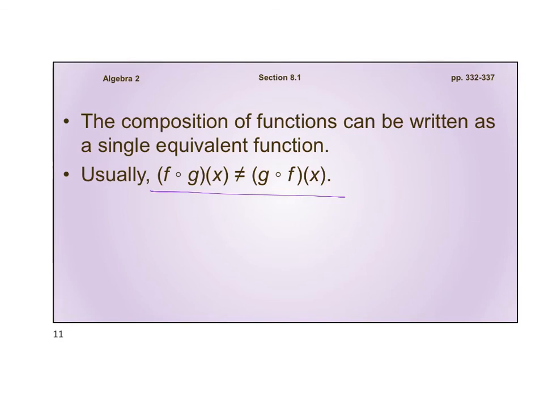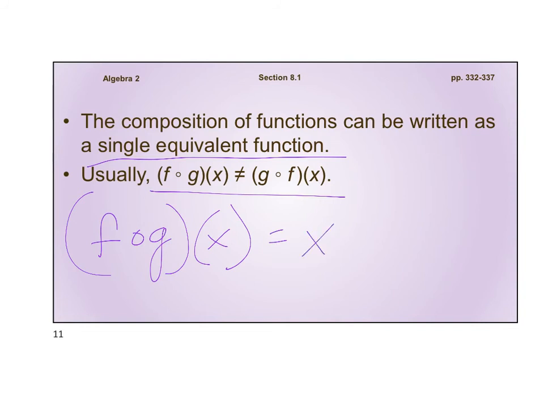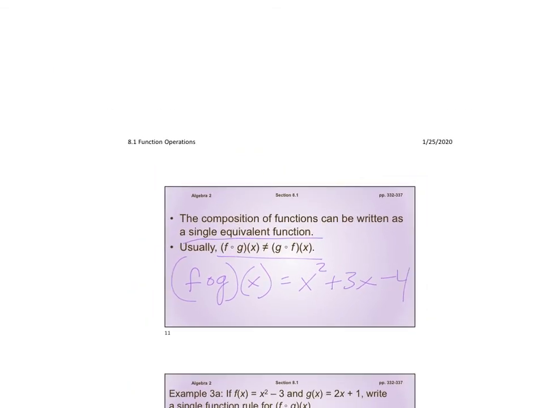So what we've talked about so far is the compositions of functions given a specific value. So now we're going to do it without the specific value and just write the single equivalent function. So what we're going to end up with is something like f of g of x is equal to like x squared plus 3x minus 4. Okay, you're going to come up with a function, something like that. This is just an example of the type of thing we're looking for.